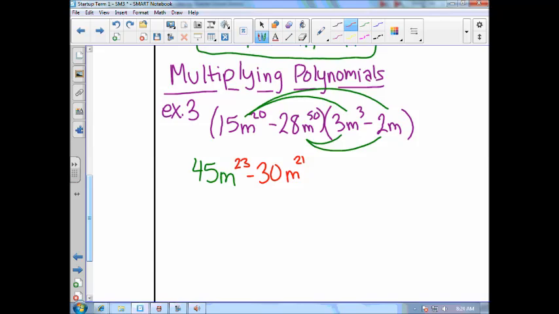So, let's see. Negative 28m to the 50th. What's that times 3? M to the 3rd. I chose you because you have a calculator to do negative 28 times 3. Negative 84. Good. M to the 53rd power. Okay, and who has the last one?